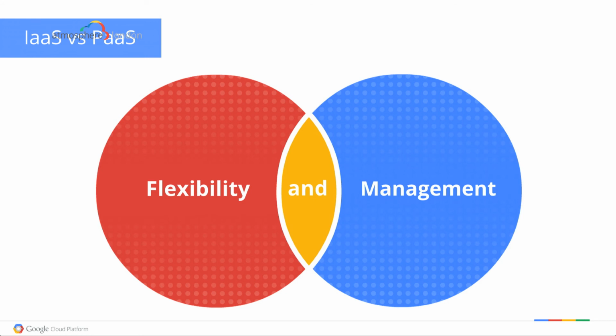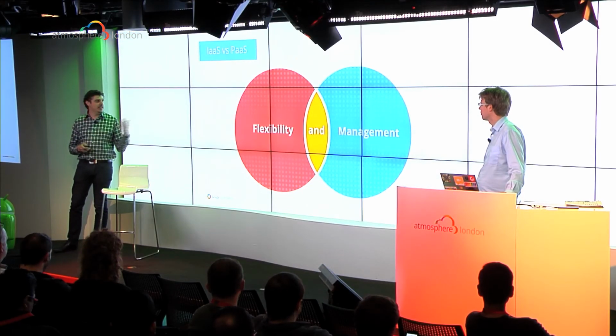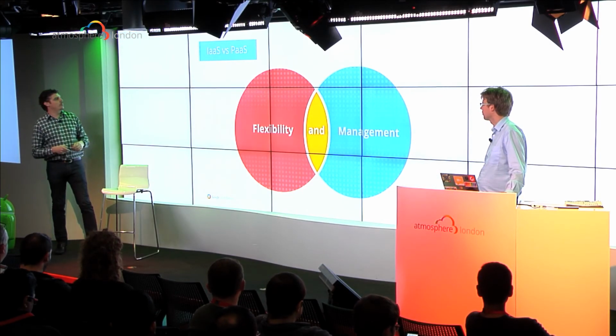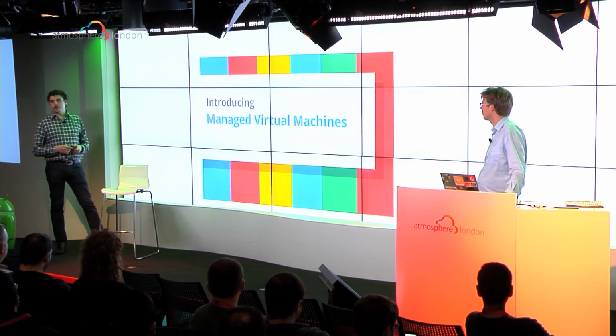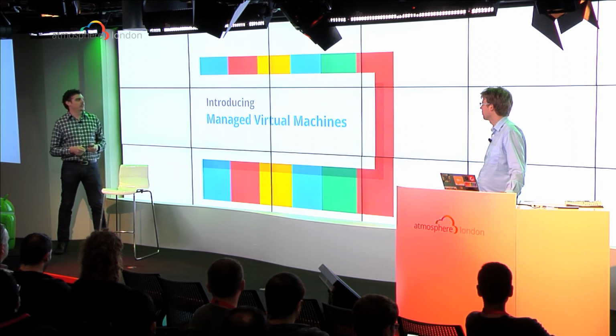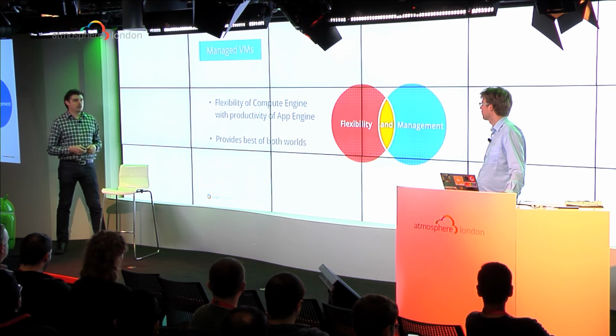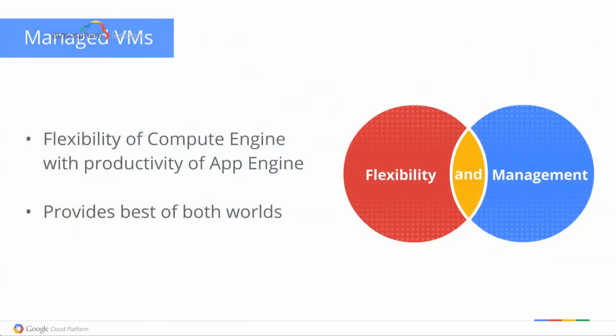Infrastructure or platform services. You have the choice between flexibility or management. Why not both? So we've launched managed virtual machines, which we'll tell you a little bit more about later as well, which offer you the flexibility of running Compute Engine with the automation of App Engine, with the productivity, with the logging and management, and with Google wearing the pages so you don't have to. So it provides the best of both worlds. You have all of the flexibility of being able to run your own code, specify your own binaries, break out of that sandbox.